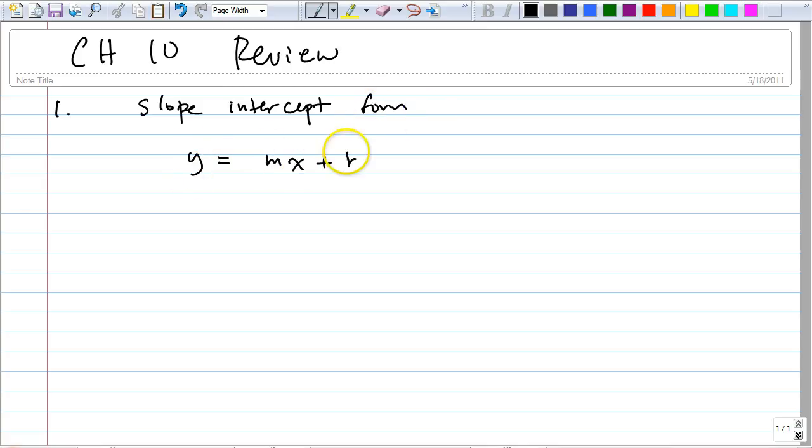Okay, today we're going to review chapter 10. So far we've learned how to graph a line using three ways. First method we learned was called slope intercept form. And it was y equals mx plus b, where the m is your slope and b is your, which intercept is it? Is it x or y? This is the y-intercept.